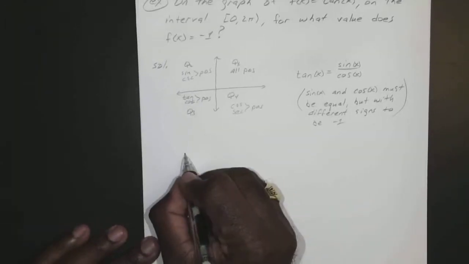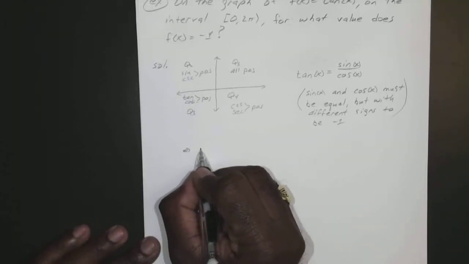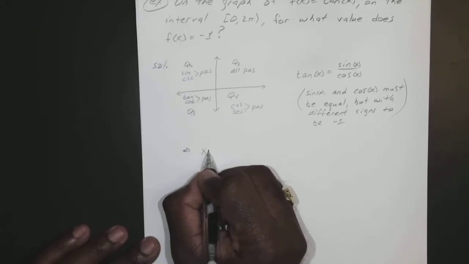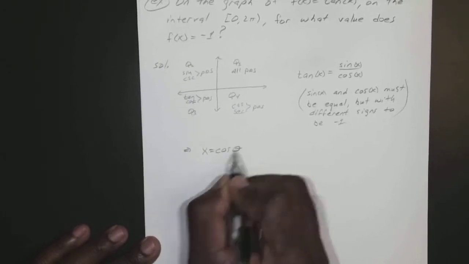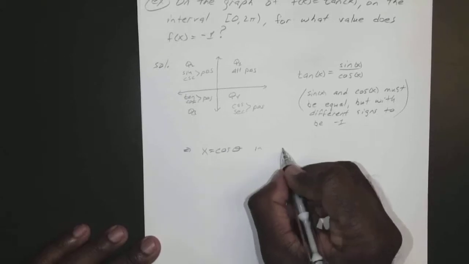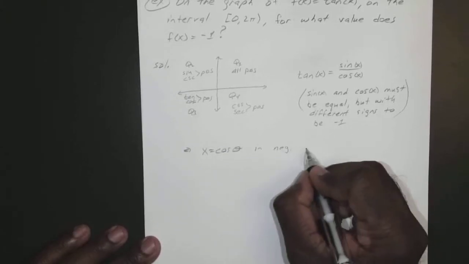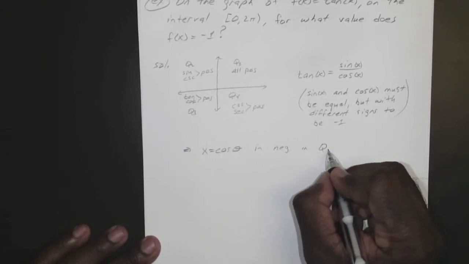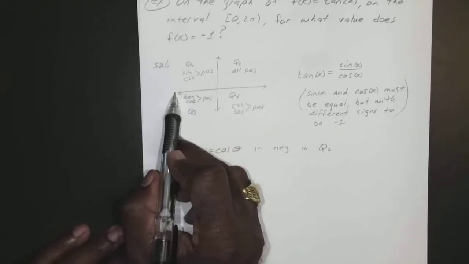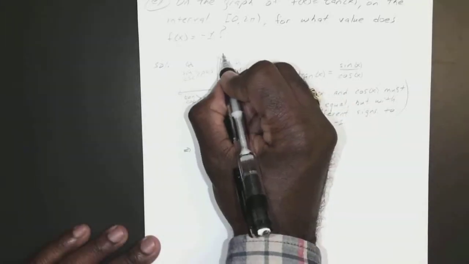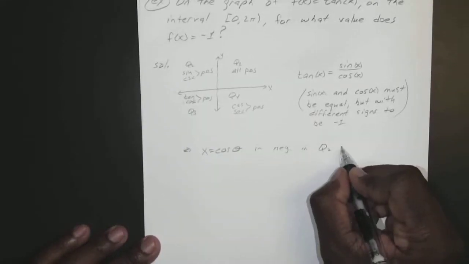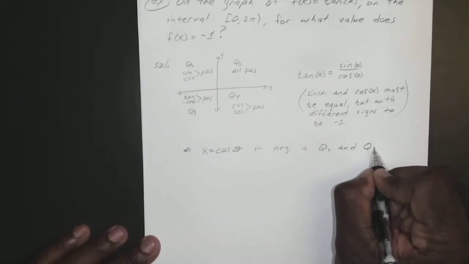So we know that, let's say, remember x is equal to cosine of theta. That's negative in quadrant, remember, x is negative in quadrants 2 and 3. Make sure I put my x and my y there. Quadrant 3.